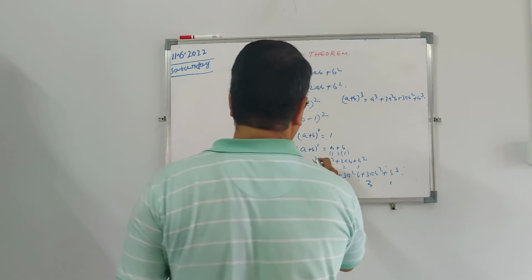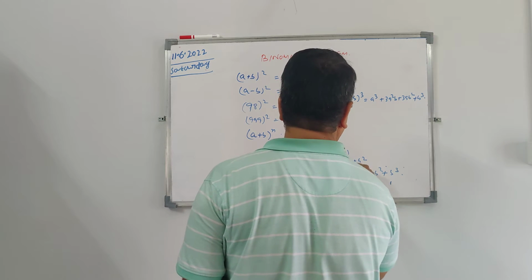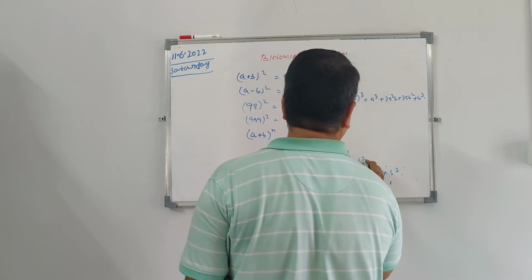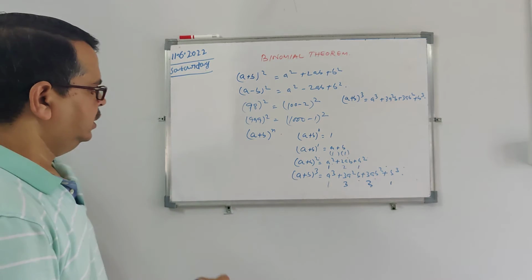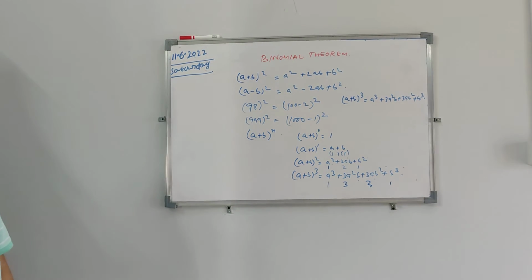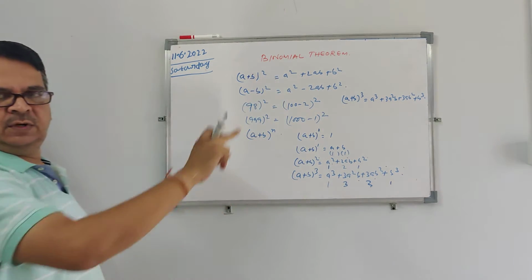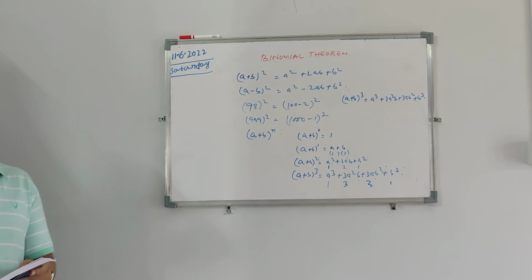So you can see the index of (a plus b) is 2 here, and the sum of the indices is 2 here, 2 here, and 2 here. So the sum of the indices is the same. That is another important thing. Here you can see a and b have indices 1 and 1, so the sum of the indices is the same.